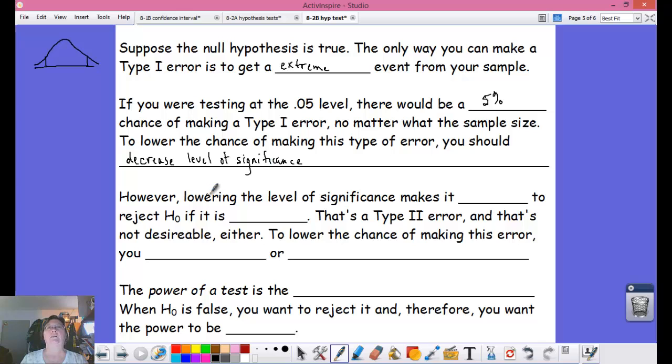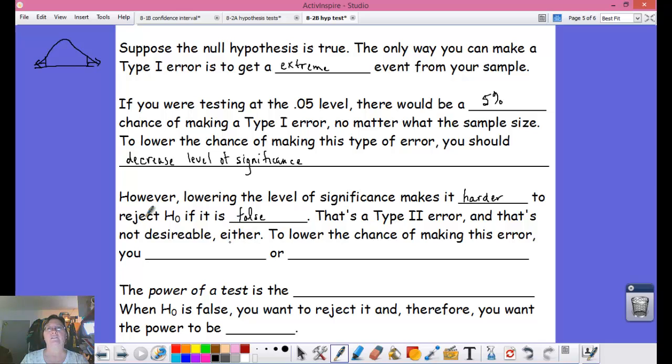Okay? However, if you lower the level of significance, it makes it harder to reject H sub O if it's false, right? Lowering the level of significance moves this out this way, okay? There's less shady area to get into. If you do that, it's harder to reject H sub O, whether it's false or true, but particularly thinking about the type 2 error, if it's false, you don't want that either.